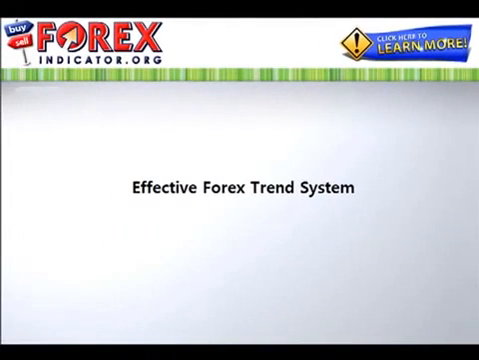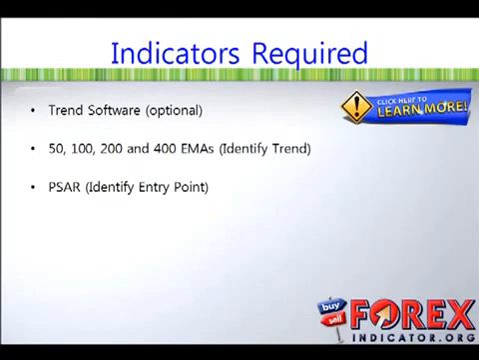So let's go through how this strategy works. The indicator required is a trend software. This trend software helps me scan 37 currency pairs at one go, which makes things easier for me because every day I need to do analysis on various currency pairs and it takes a lot of time. With this trend software, it scans 37 currency pairs at one go and tells me which of them are trending.